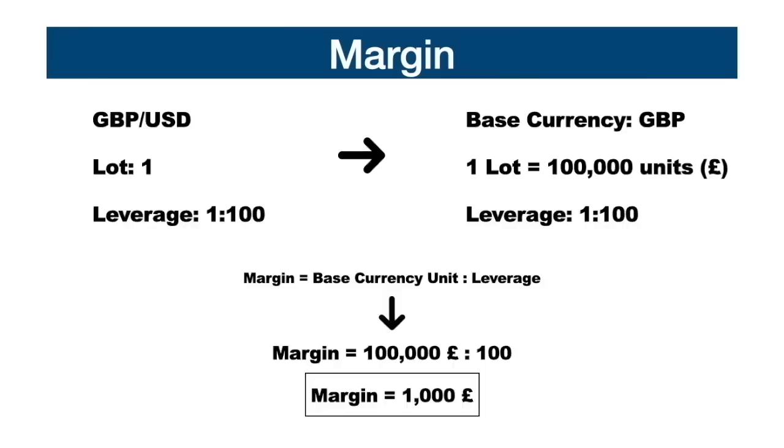Let's now calculate the margin for a long position of one lot on pound US dollar, having a leverage of 1 to 100. The base currency is the pound. The unit is one lot. One lot is equal to 100,000 units. This means that the base currency unit is 100,000 pounds. The leverage in this case is 100. So 100,000 pounds divided by 100 equals 1,000. This means that you are required to have 1,000 pounds in order to open one lot on pound US dollar with a leverage of 1 to 100.